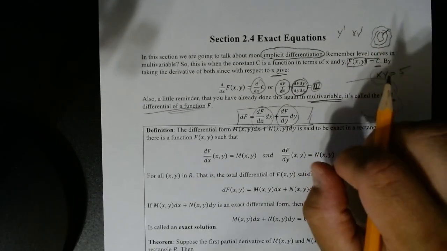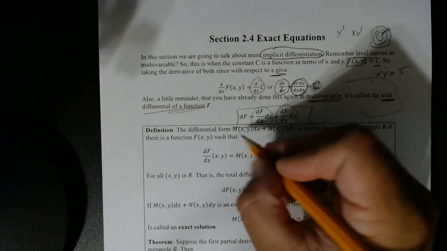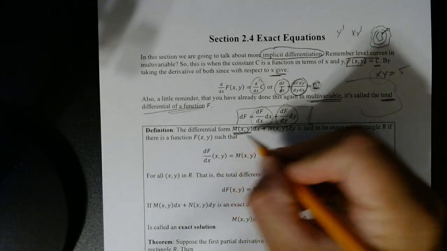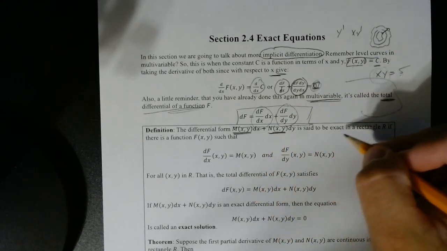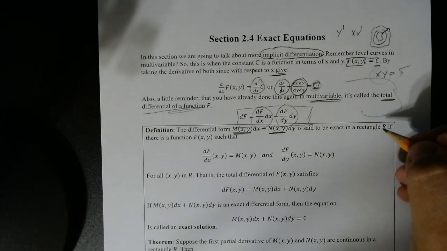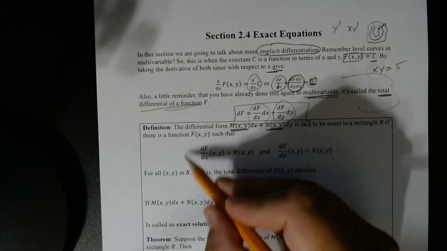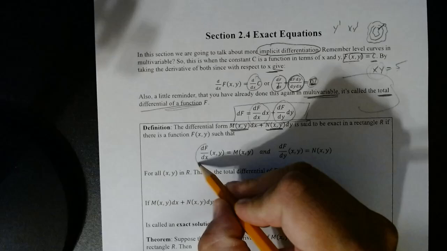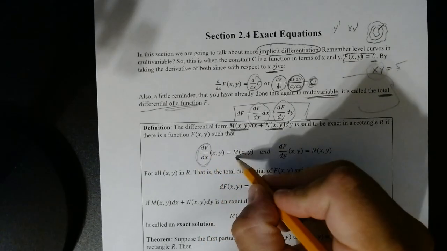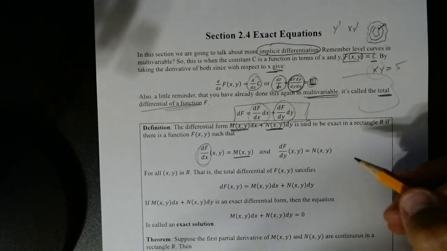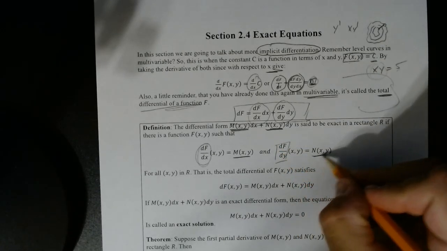But we're going to use a slightly different format. We say a differential form of M(x, y) dx plus N(x, y) dy is exact in a rectangle R if for some function f this is true: if I take the partial derivative with respect to x of this function f, I get exactly M, and if I take the partial derivative with respect to y of f, I get exactly the N value.